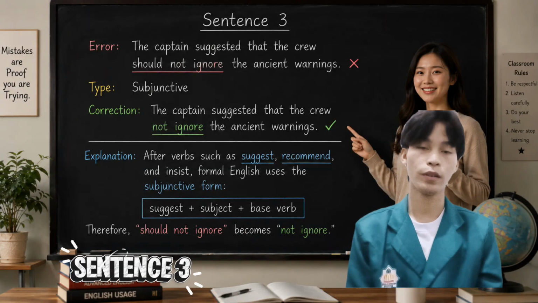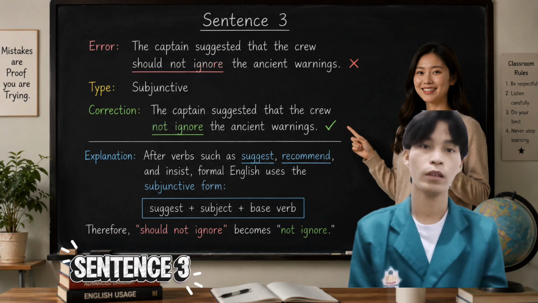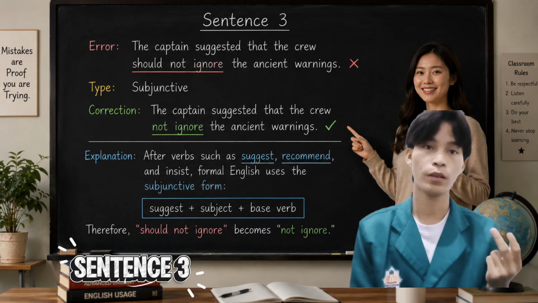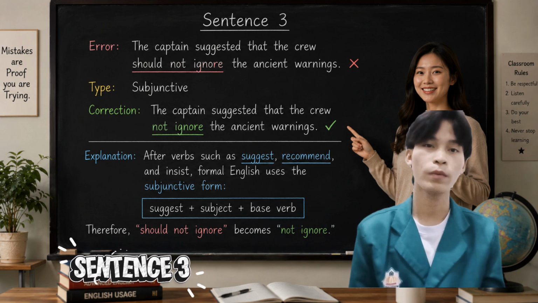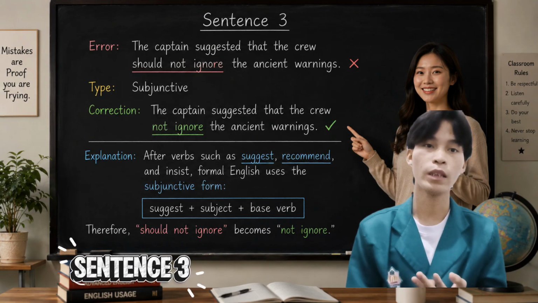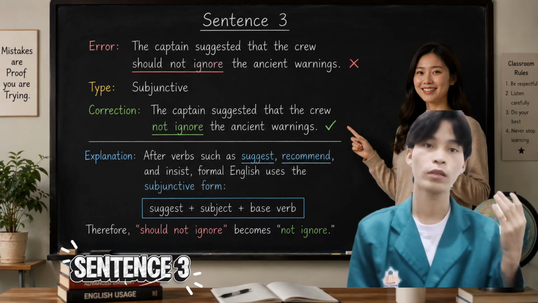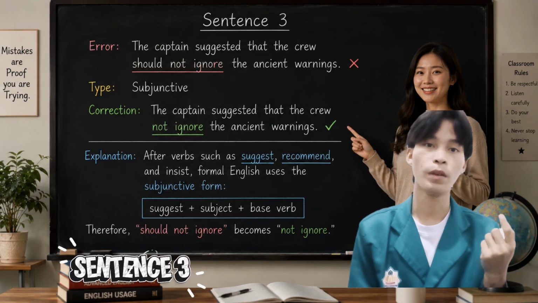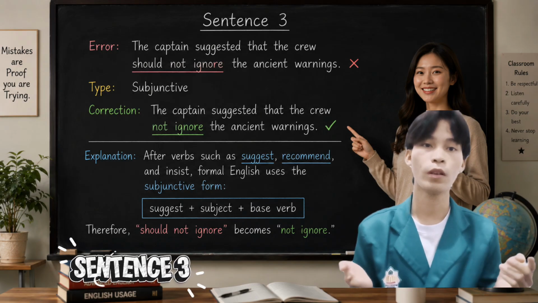Okay, next, sentence 3. The error sentence is: "The captain suggested that the crew should not ignore the ancient warnings." This is a type of subjunctive. The correct sentence is: "The captain suggested that the crew not ignore the ancient warnings." After verbs such as recommend and insist, in formal English we use the subjunctive form, such as subject plus base verb. Therefore, "should not ignore" becomes "not ignore."